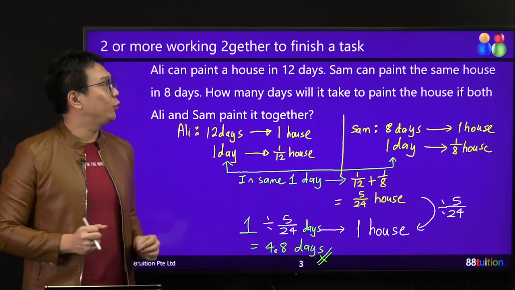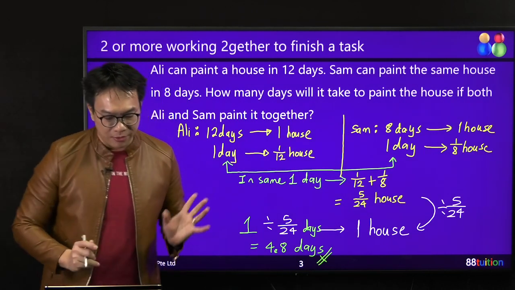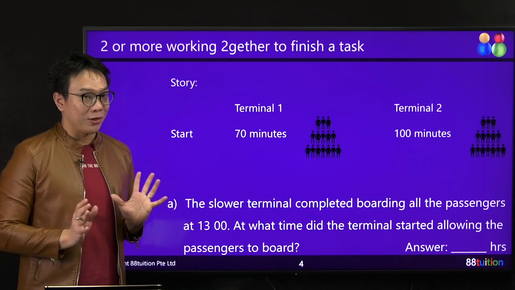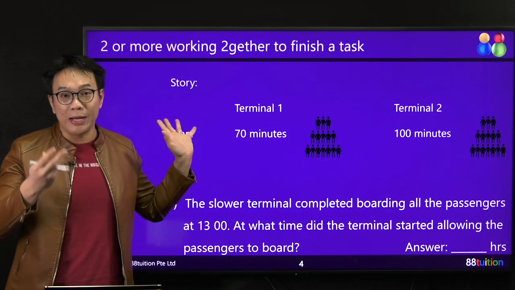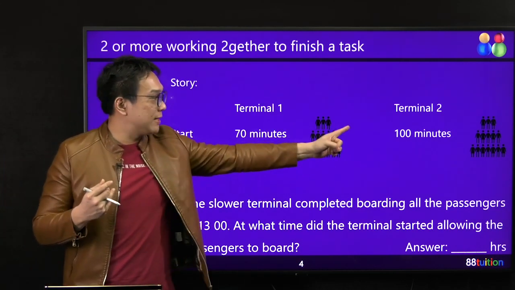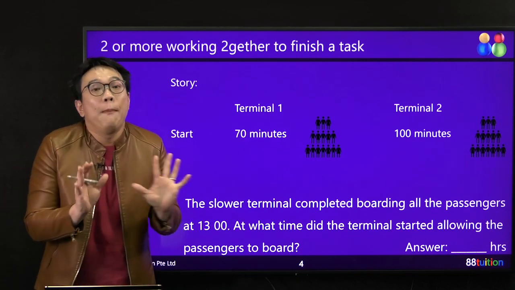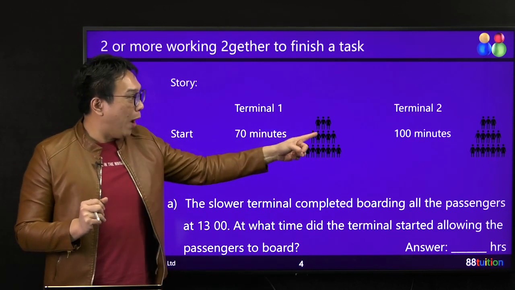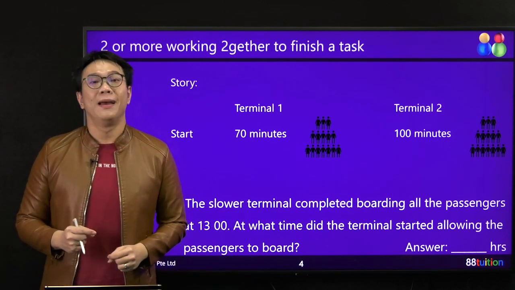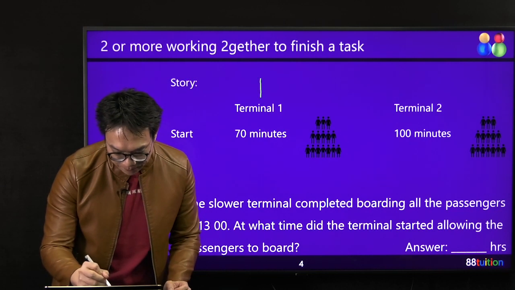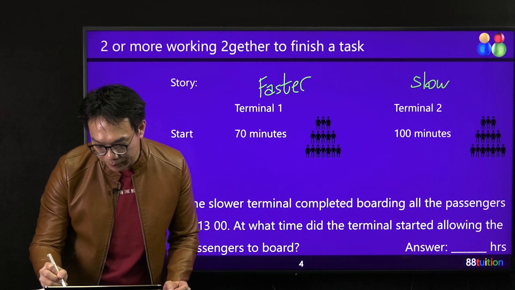So this is something called two or more working together to complete a task. Something similar to this type of question. Remember the story? T1 and T2? This is the summary. T1 takes 70 minutes to clear maybe this group of people. I don't know how many. T2 takes 100 minutes to clear the same group of people. Tell me, who is the faster terminal? Yes, thank you. This is the faster terminal. This is the slower terminal. Is that true or not?